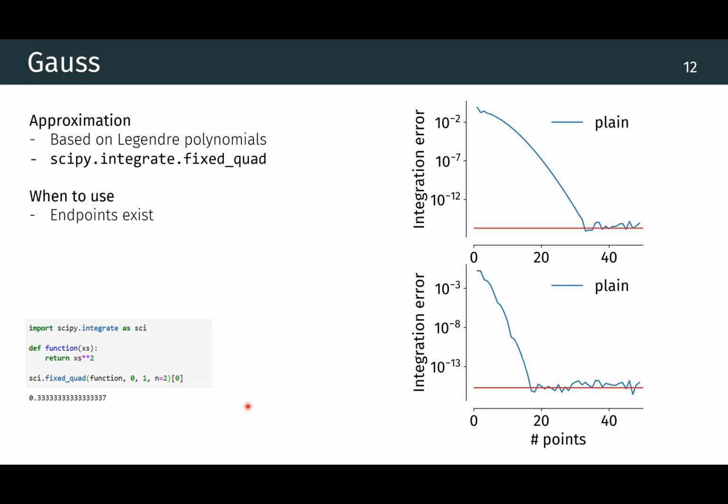So for all practical purposes, if you can choose the integration points, then the Gaussian quadrature very likely is what you want.